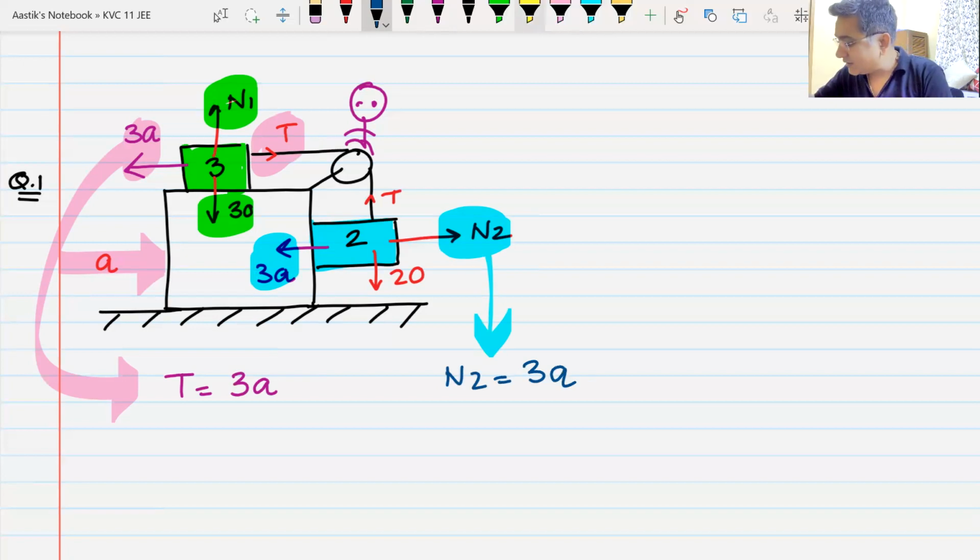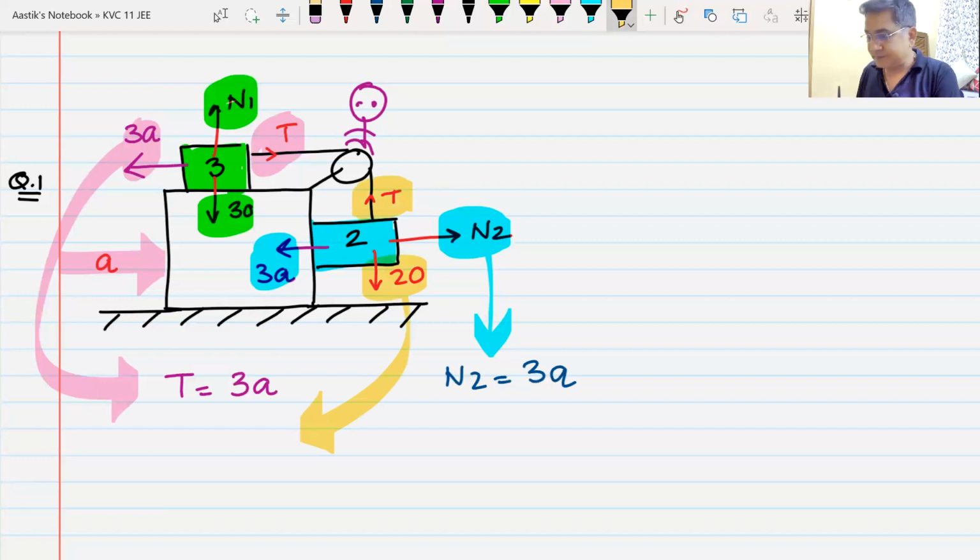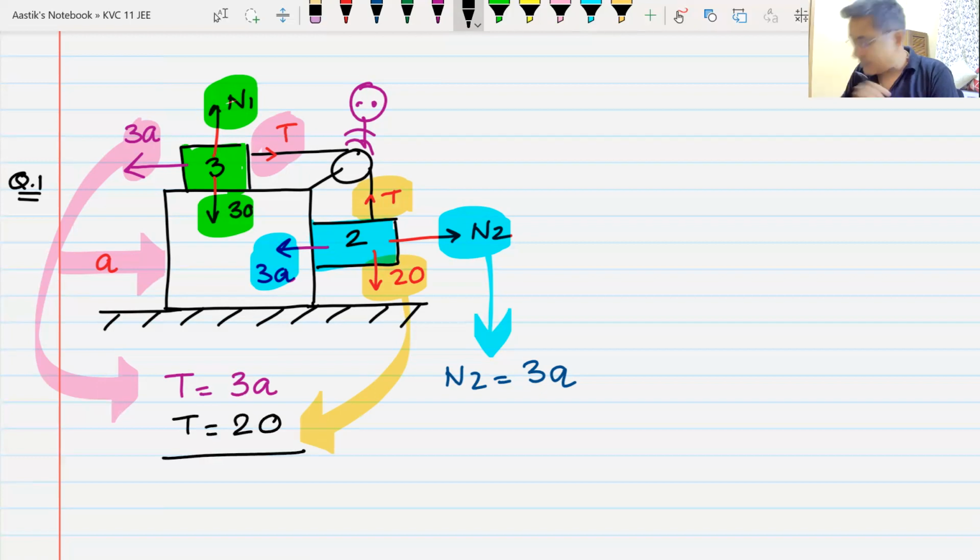Then I can write this equation. T will be equal to 20. This T will be equal to 20. From here, you can find out the value of acceleration. Your acceleration will be 20 by 3. In fact, if I write it in terms of g, it is 2g by 3.